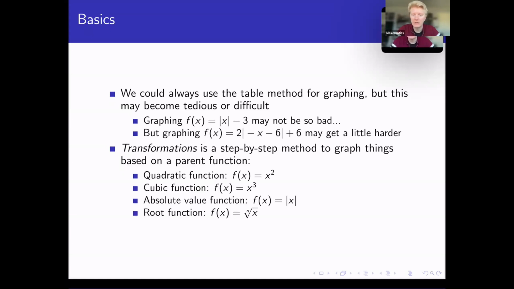So here are some of the things that we looked at in 2.6: the quadratic squaring function x squared, cubic x cubed, absolute value of x, and root functions. So knowing what the graphs of x squared, x cubed, absolute value of x, and the nth root of x look like, we could take those that we do know and kind of mesh them to look like other ones.